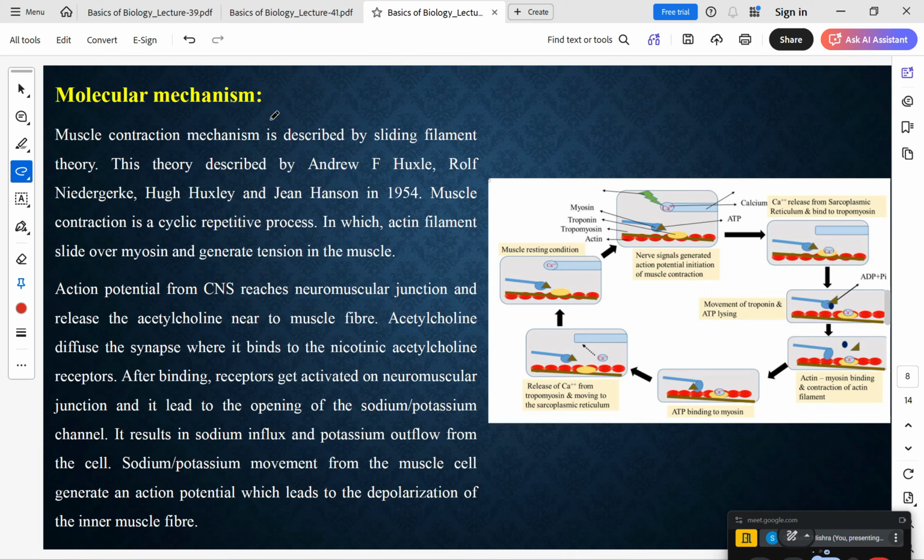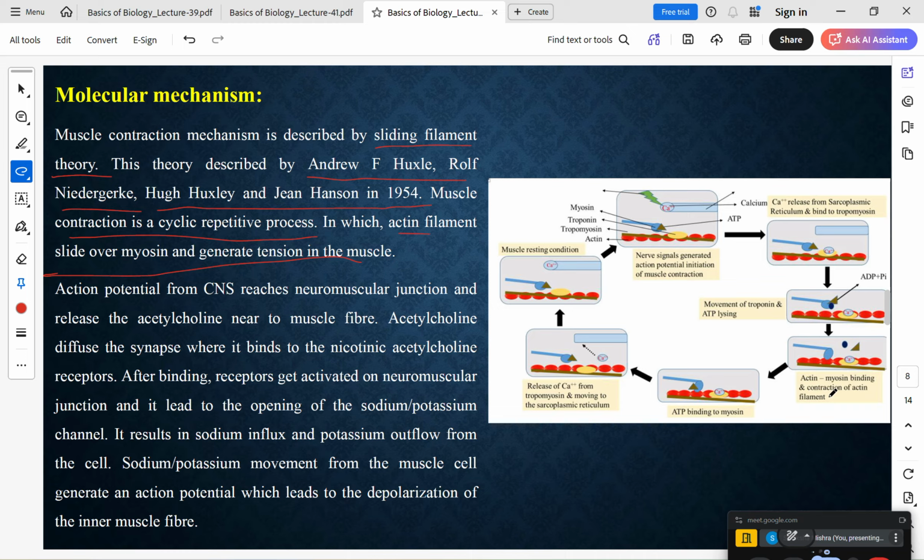Muscle contraction mechanism is described by the sliding filament theory, which was described by Andrew Huxley, Rolf Niedergerke, Hugh Huxley, and Jean Hanson in 1954. Muscle contraction is a cyclic repetitive process in which actin filaments slide over myosin and generate tension in the muscle. So firstly, muscle is in the resting state. When there is a stimulus, calcium ions get released. They bind to the tropomyosin troponin. Then they make sure that the troponin is moved out of the binding site. Actin binds to the myosin.